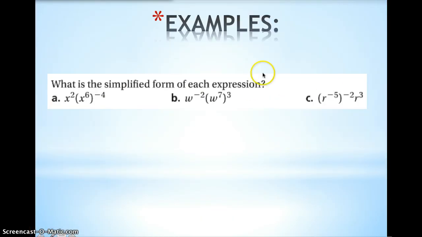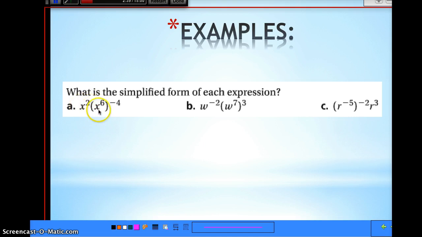Let's look at some examples. If I have x squared times x to the 6th raised to the negative 4, first thing I'm going to do is use the power rule to get rid of my parentheses first. So I'm going to multiply these two and get x to the negative 24th. Now I'm down to multiplying. As long as the bases are the same, I can use the rules. x to the 2 plus negative 24 is negative 22. Cannot leave a negative in your exponent, so you're going to take the reciprocal of it, which is 1 over x to the positive 22.